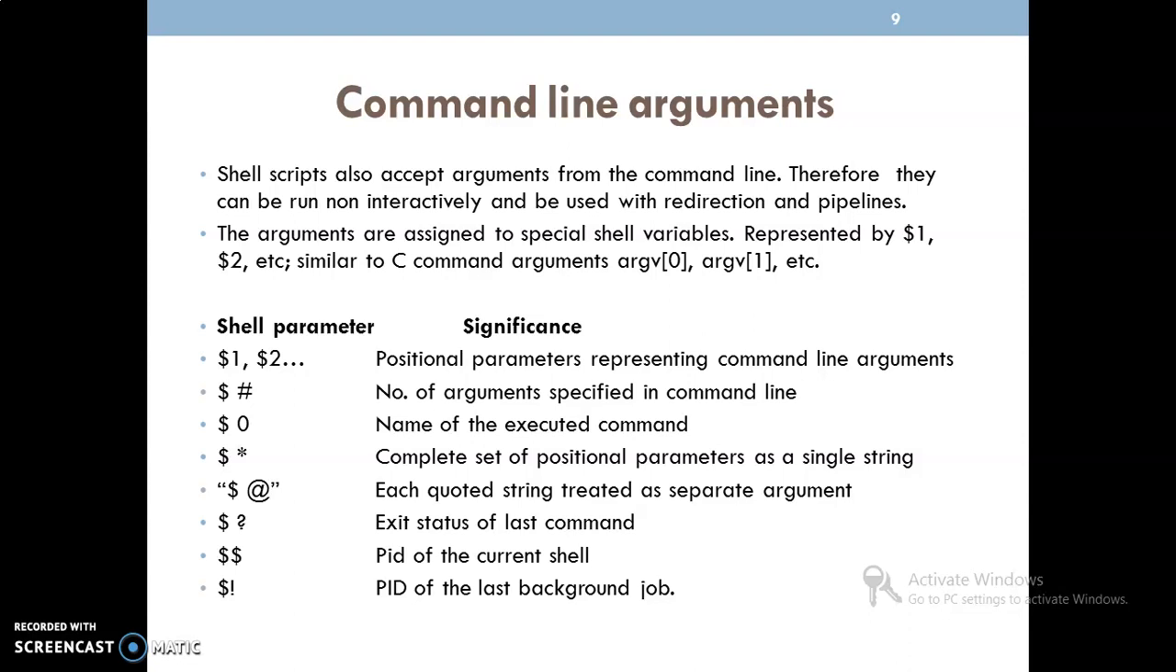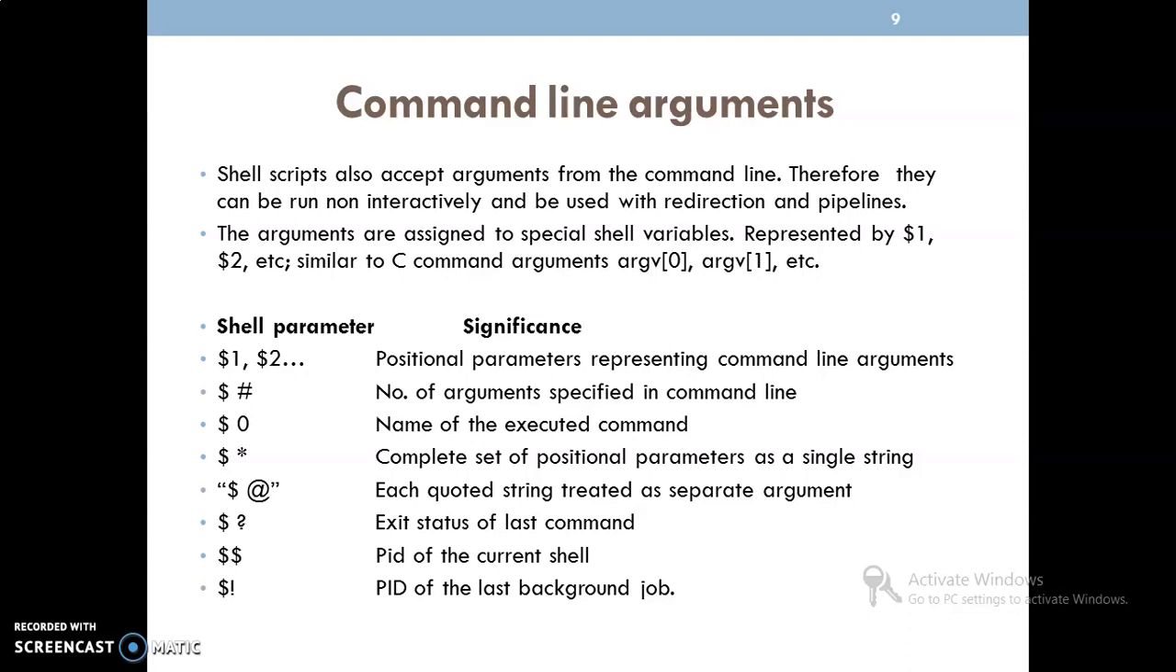As highlighted, one point related to command line arguments as we use in C language: argument vector of 0, argument vector of 1. That concept is used in C language, but here we use it with respect to $1 and $2. Here $1 and $2 represent the positional parameters in the command line.